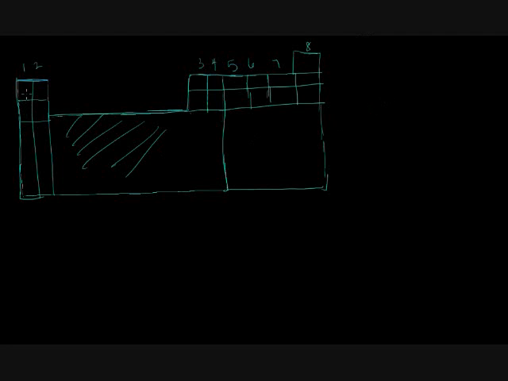Say you are looking at an element in group 1. Let's take this one. We have lithium, right? The number of valence electrons is equal to the group number.